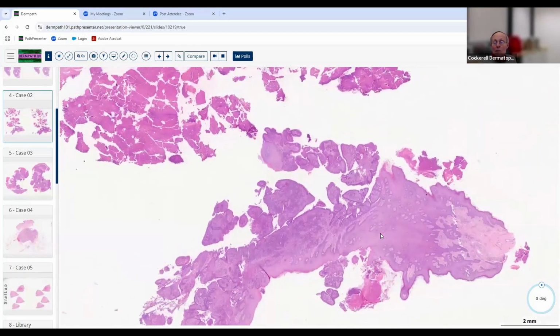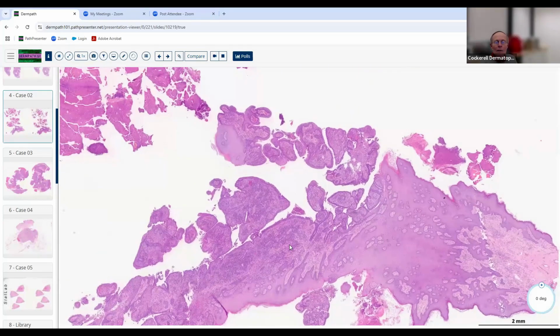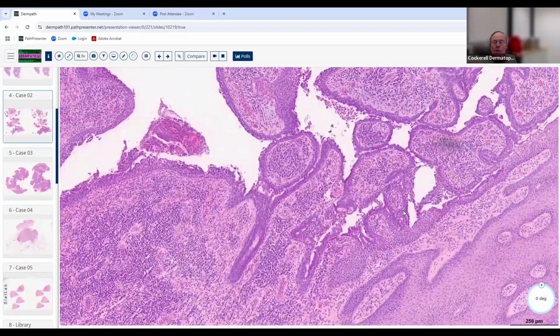That could be because it was a sampling error and they didn't hit the nevus sebaceous component, or it could just be that they only have the Syringocystadenoma Papilliferum without the nevus sebaceous, which can happen also. So this is a benign adnexal neoplasm with apocrine differentiation.